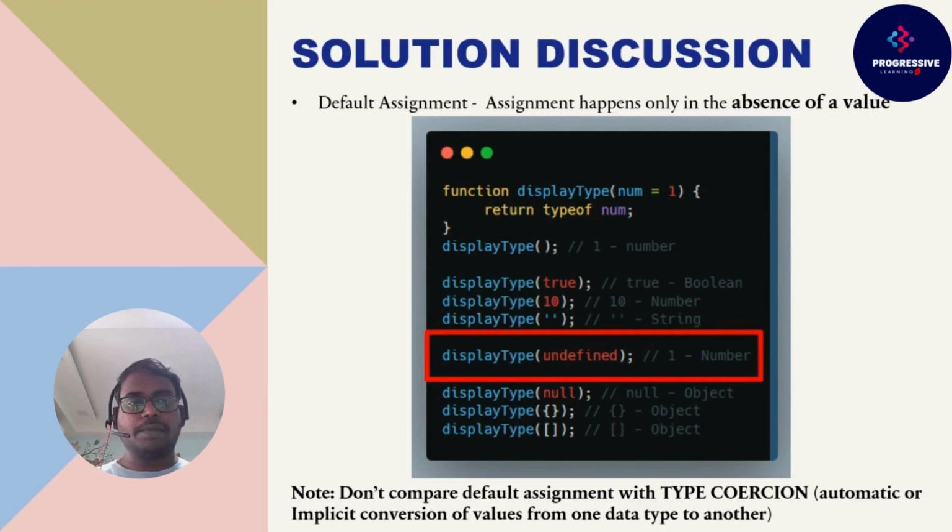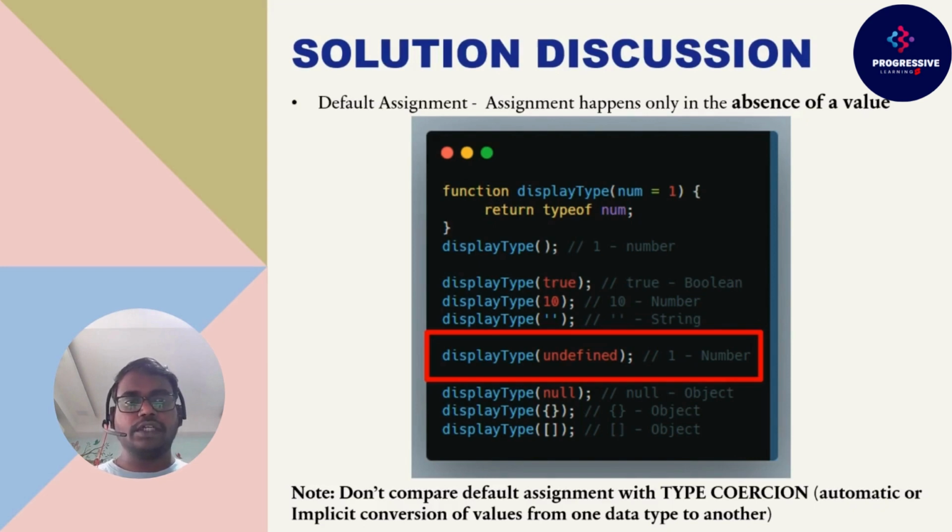So when null is passed, the type of null, as you've seen in the data types, is an object. Type of object is also an object, type of array is also an object. So from undefined, null, empty object and empty array, these are the places where the interviewer tries to trick you and you will fall into those traps.